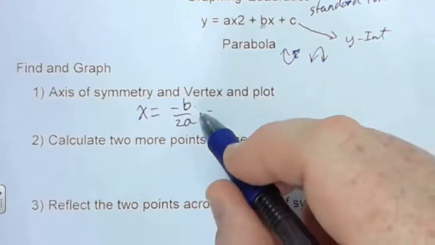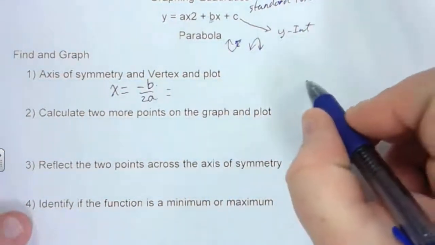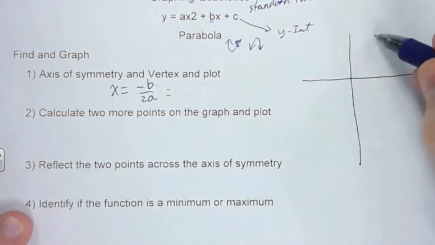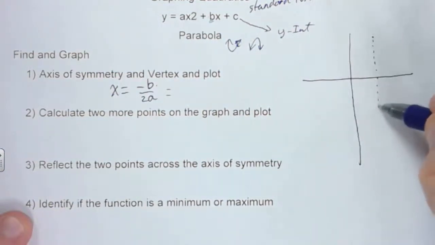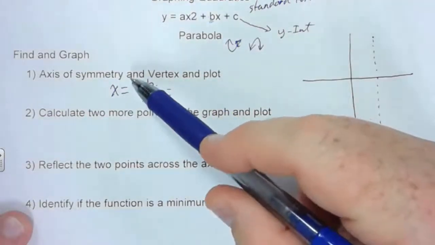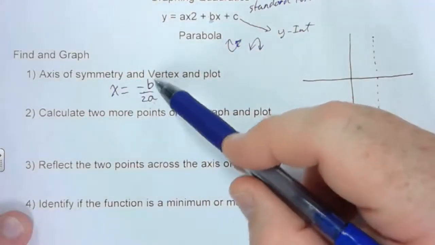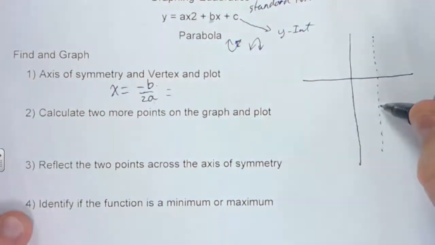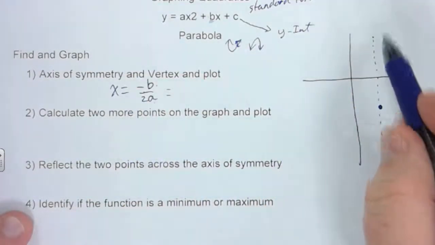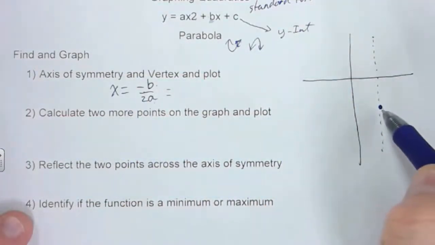Once we find our axis of symmetry, let's say we have a graph over here. Let's say the axis of symmetry goes like this. It's a vertical line that splits the graph in two. Then we want to input this and find the y-coordinate for the vertex. So let's say our vertex ends up being, I don't know, down here, like this. Then we're done with plotting the axis of symmetry and the vertex.